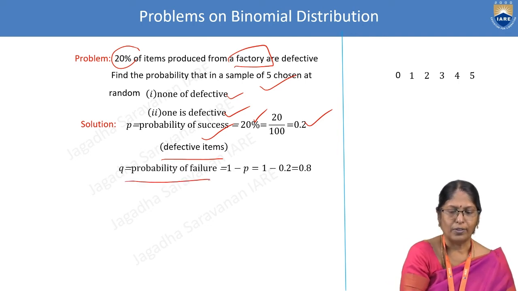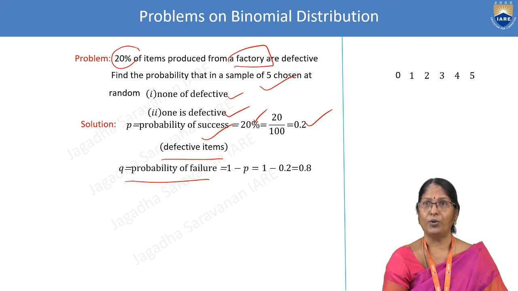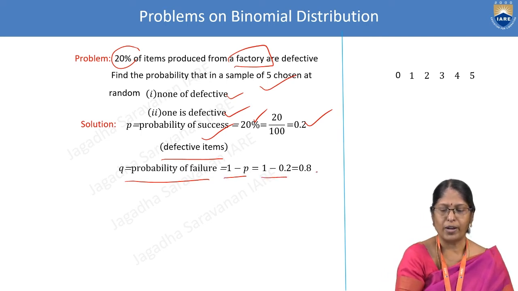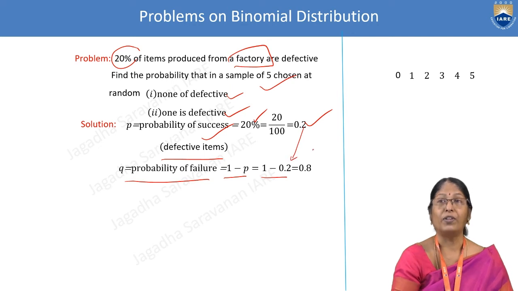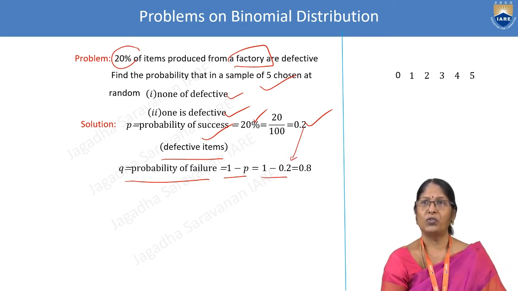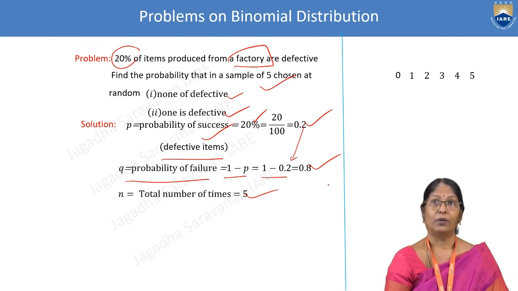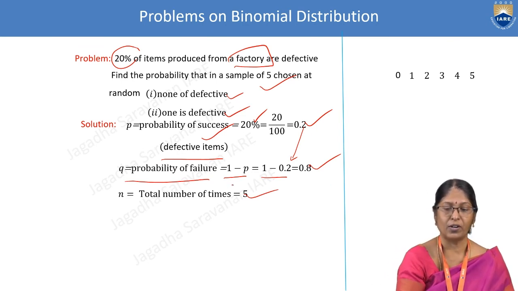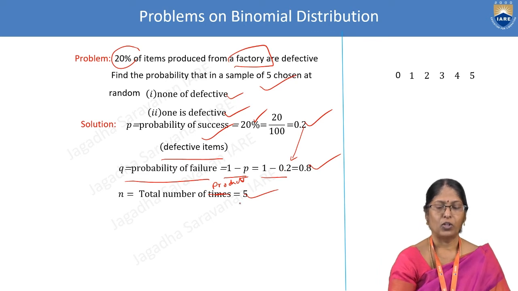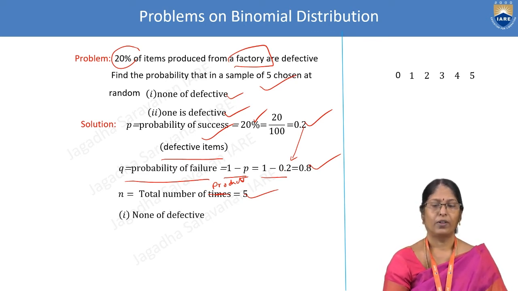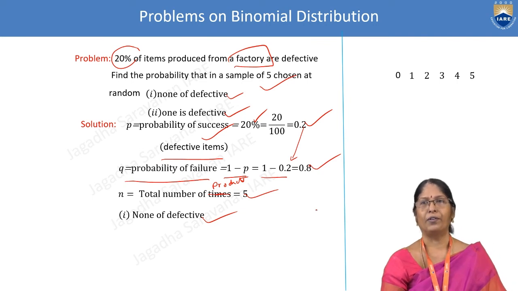Yes, Q is the probability of failure. So 1 minus P: 1 minus the P we got, substituted here. 1 minus 0.2 is nothing but 0.8. N we can see, that is how many we selected here. Here also 5, the total number of products or outputs, anything we can say. So the total number of products equals 5. The first question is none of them defective.